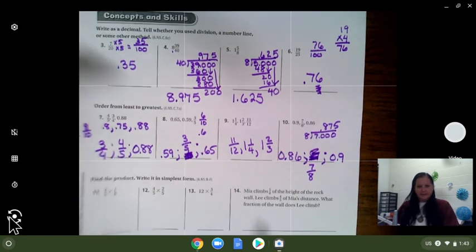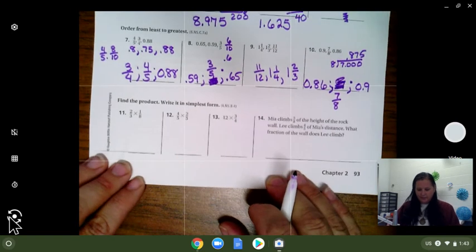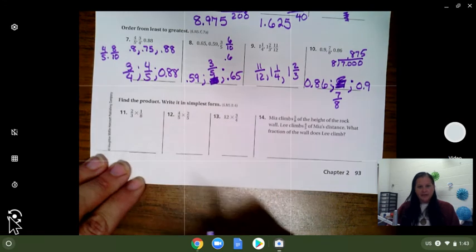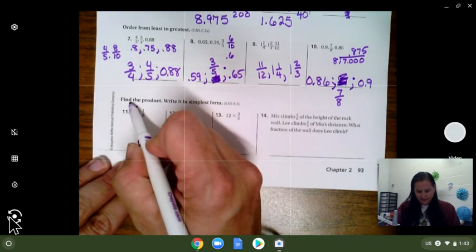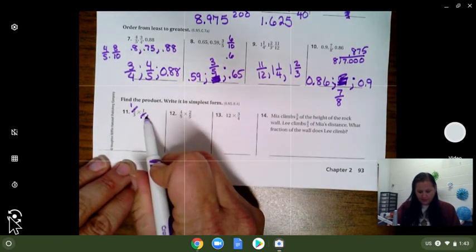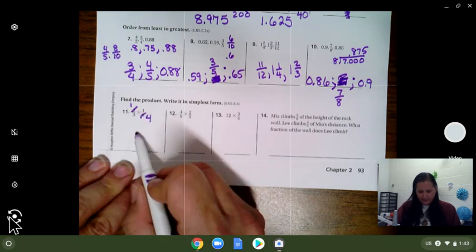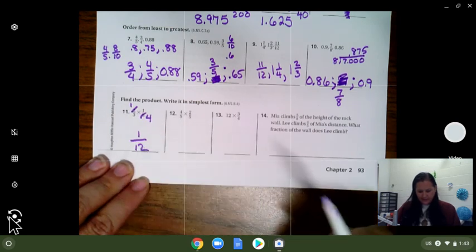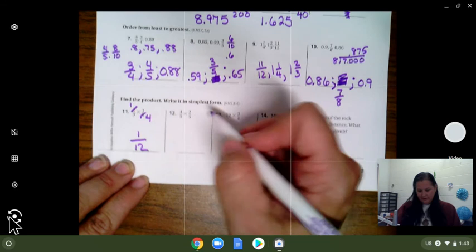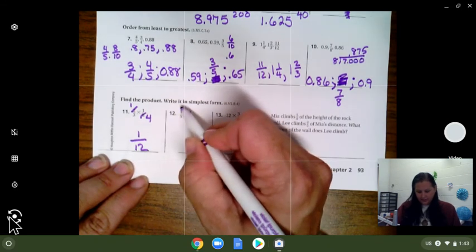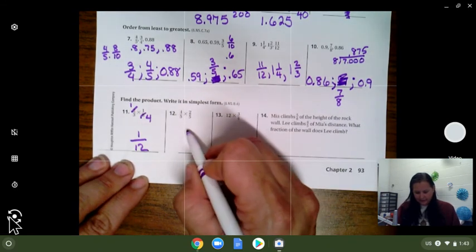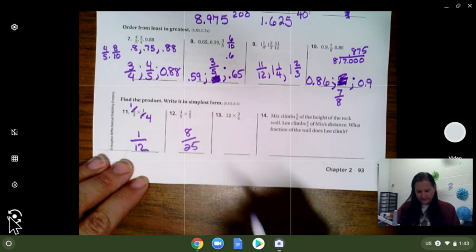All right, then number 11. So this one, remember, if you can simplify in a diagonal, it makes it faster. 2 goes into 2 once, 2 goes into 8 4 times. Multiply the numerators and multiply the denominators, 1/12. All right, here we don't have any simplifying that can happen, so we're just going to get 8/25.